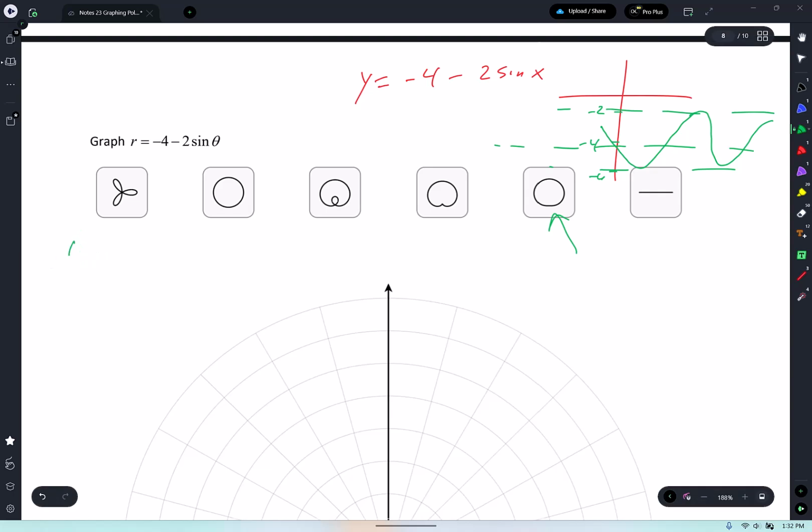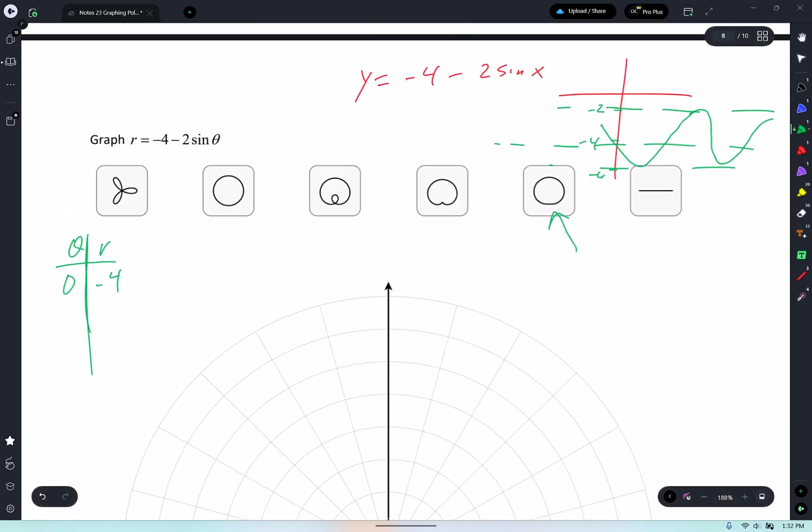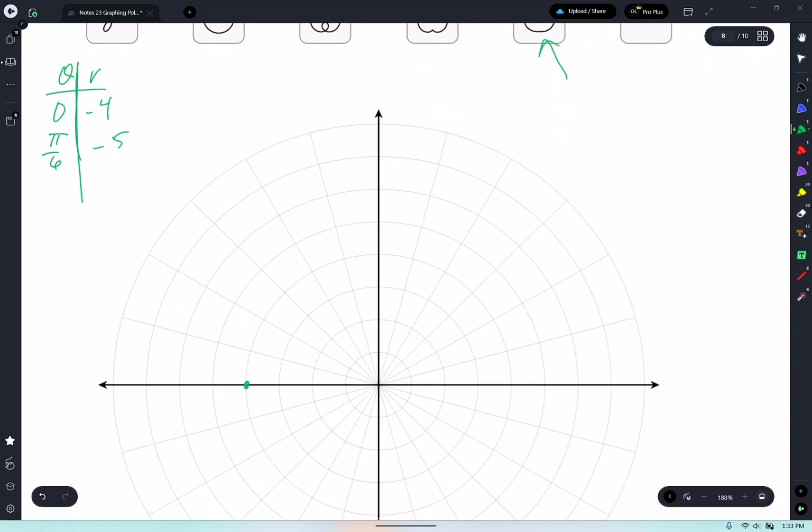I'm going to show you guys some points. We'll do it together. If I plug in 0, I get negative 4. So that's the first point: 0, negative 4. If I plug in pi over 6, sine of pi over 6 is a half. Half of 2 is 1. Negative 4 minus 1, negative 5. So pi over 6, negative 5. Go 1, 2 and then negative 5 in reverse: 1, 2, 3, 4, 5. Point.